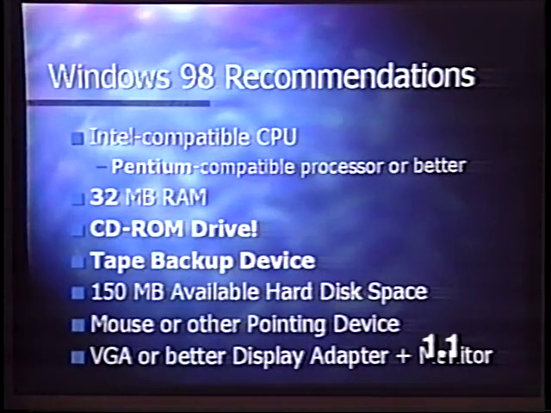Of course, you need the 150 megabytes of hard disk space, but you're probably going to want a lot more than that available on your computer if you're going to be running a lot of applications like Microsoft Office and other applications as well. Of course, you need the mouse or other pointing device and a VGA or better display adapter and monitor. Now that we've seen the hardware requirements and the recommendations for Windows 98, let's take a look at the different command line options for using the setup program.